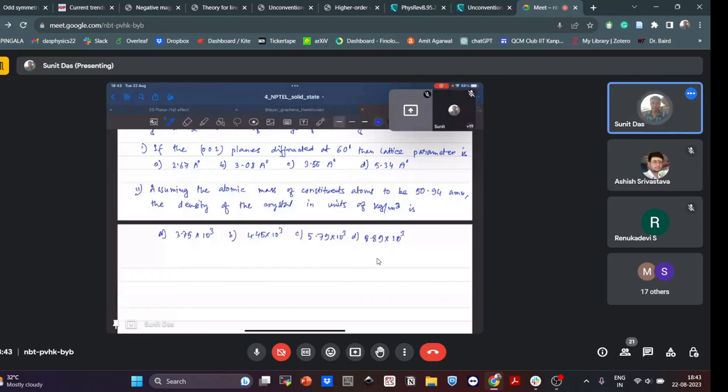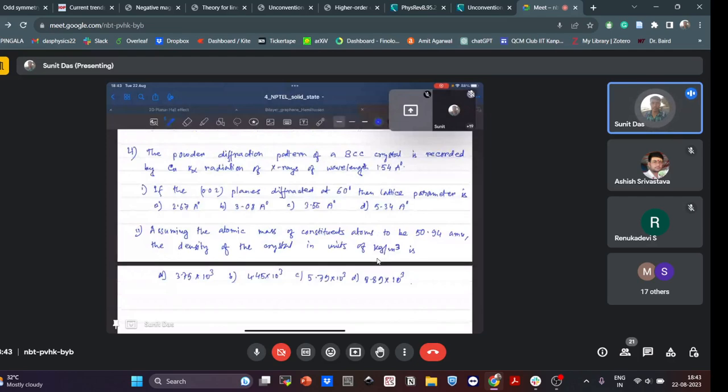Okay, so there are two questions basically. The powder diffraction pattern of a BCC crystal is recorded by copper K alpha radiation using X-rays of wavelength 1.54 angstrom. Now the hkl of the plane is given, and the angle is also given. We need to find the lattice parameter. And the second question: the atomic mass of the constituent atom is given in AMU. We need to find the density of the crystal in units of kg per meter cube. So let's try.